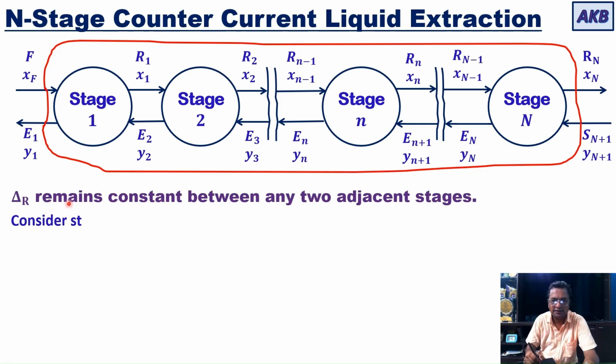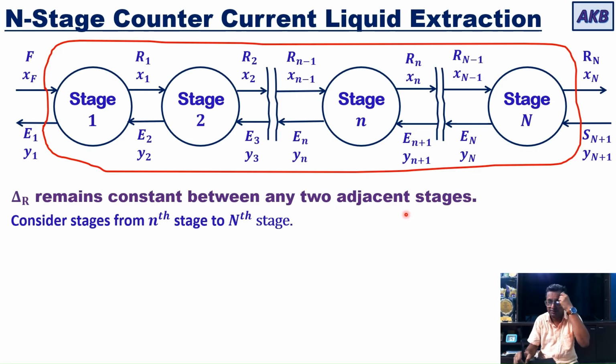Now delta R remains constant between any two adjacent stages. So we are going to show this. The statement is that delta R, that is the difference in flow rate, remains constant, or is the same, between any two adjacent stages. In order to prove this, I am going to consider some stages.